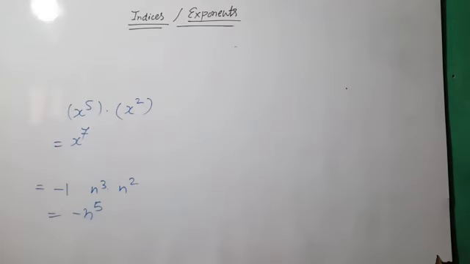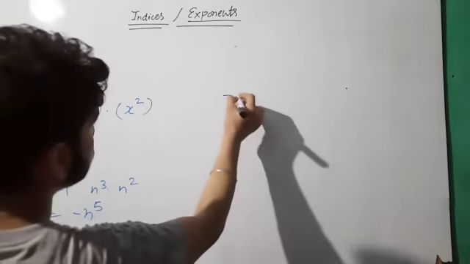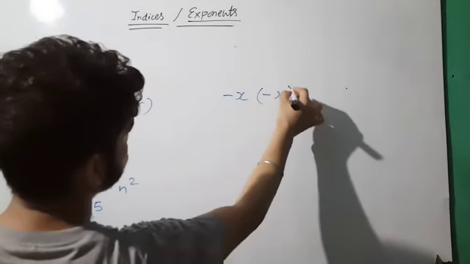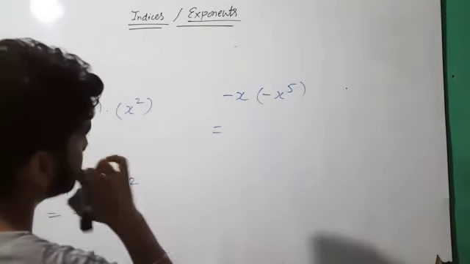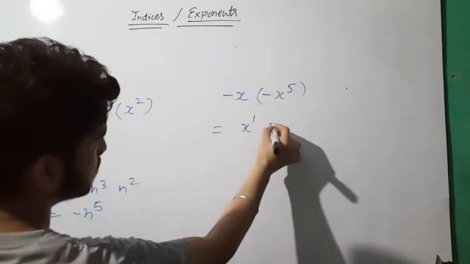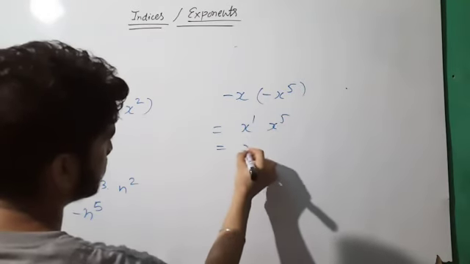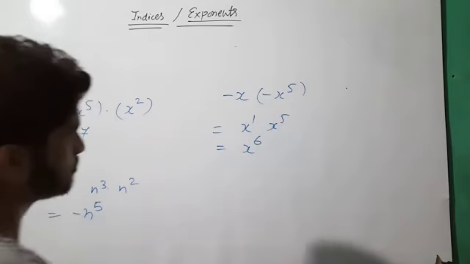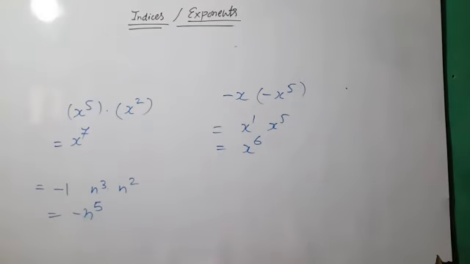The fourth one is minus x to the power 5. First of all, minus and minus make plus, and this is x to the power 1 and x to the power 5. So add: x to the power 1 plus 5, that is x to the power 6. Fifth one: 3 into 5, 15. Then a to the power 7, 27 plus 7, that is 34. b to the power 8 plus 16, 24. c to the power 9 plus 8, 17.